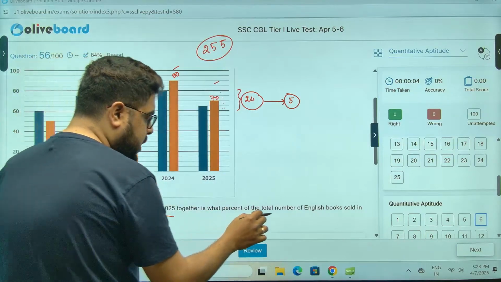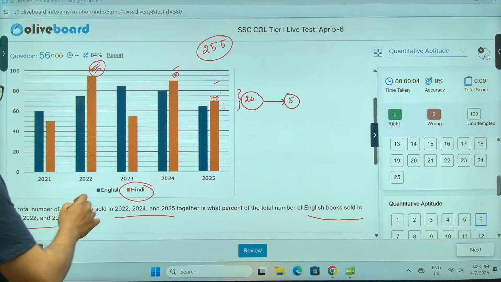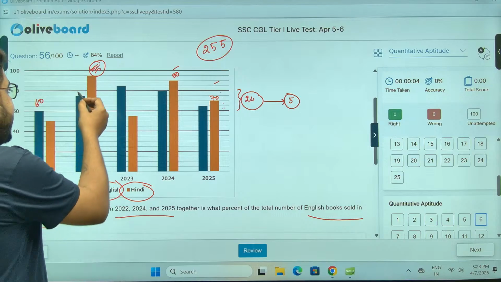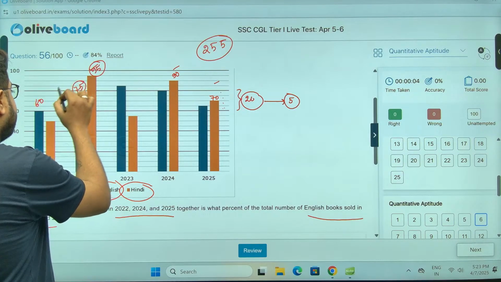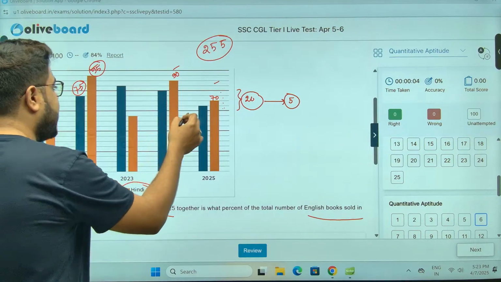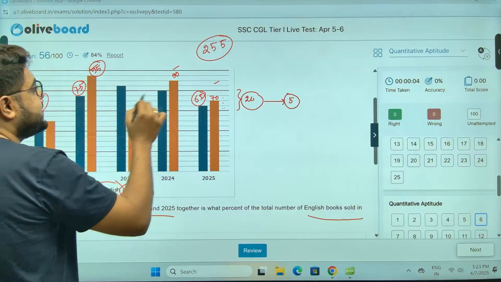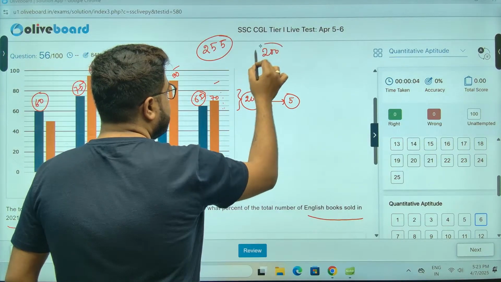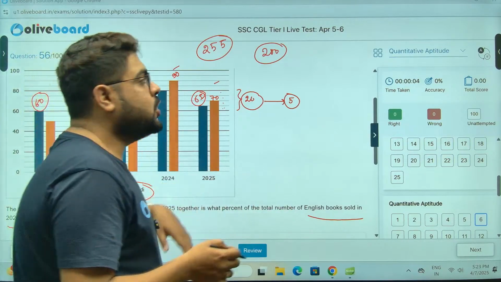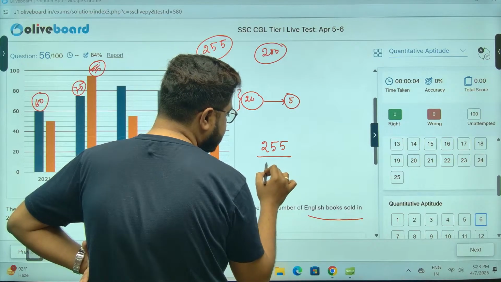What percentage of the total number of English books sold? 21, 22, 25. English means the blue building. 60 here, 22. 1 less than 80, meaning 75 here. 1 gap less than 80. So 25 means 1 gap above 60, 65. 65 and 75, 140. 140 plus this is 200.